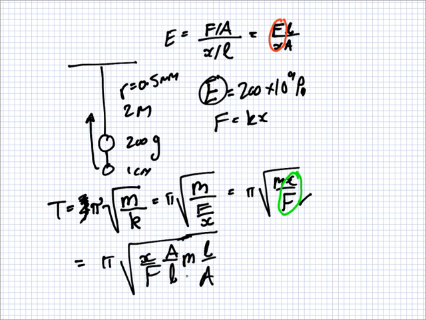But what do these four now resemble? What do these four look like? 1 over E. Yeah, very good, 1 over E. These four is 1 over E. So you can change this into pi root L over EA.